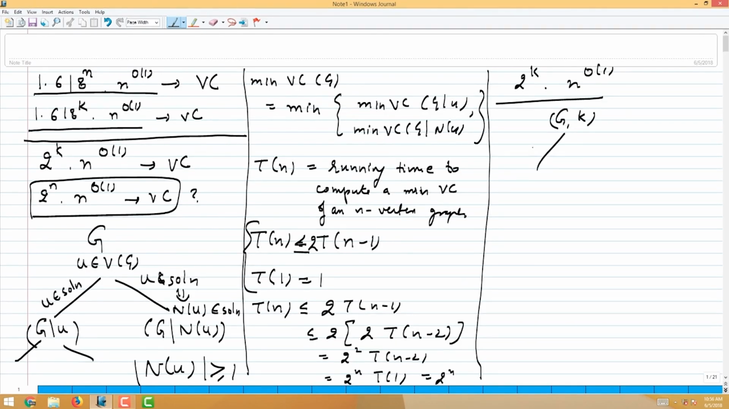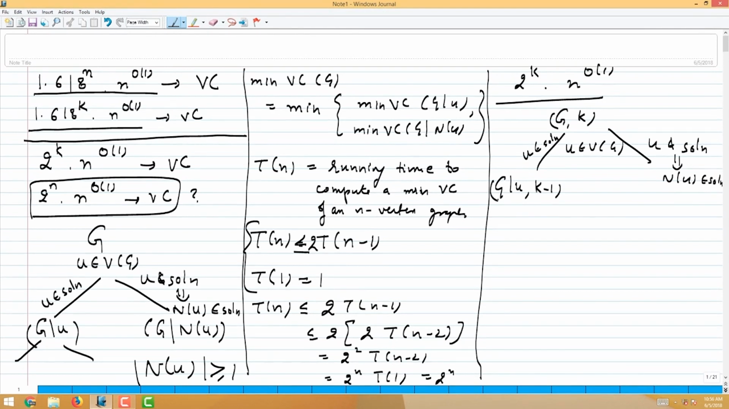Again, we do the same thing. We pick an arbitrary vertex u in the graph. We know it either goes to the solution or it does not go to the solution, right? If it does not go to the solution, we know all its neighbors should go to the solution. What can we do if u goes to the solution? Yeah, so just delete u from G and you have to decrease k by 1 because you are forcing u to go to the solution. So now you have to look for a vertex cover of size k minus 1.